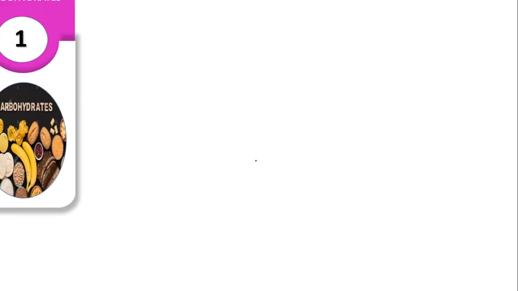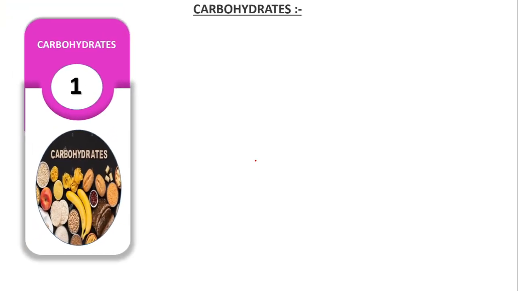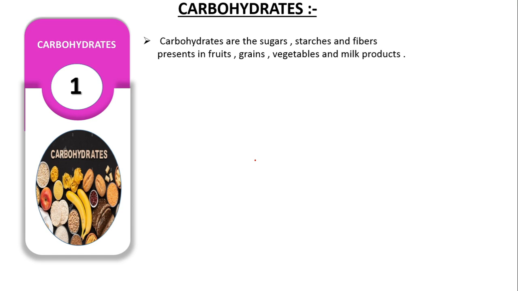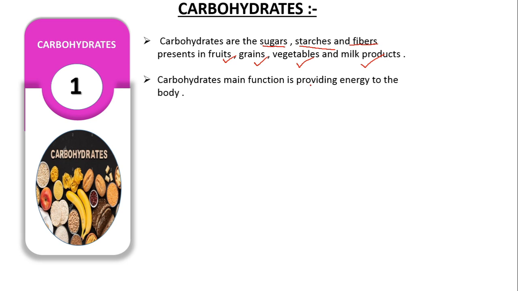Now the first one is carbohydrate. So where can we find carbohydrate? We can find carbohydrates in fruits, grains, vegetables, and milk products in the form of sugar, starches, and fibers. Now, what is the main function of carbohydrate? The main function of carbohydrate is to provide energy to our body.